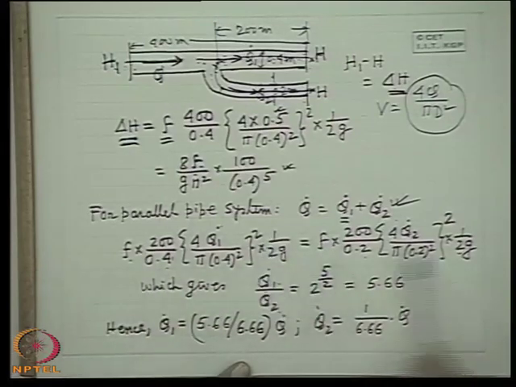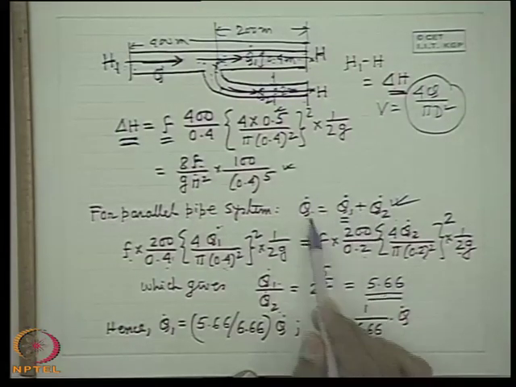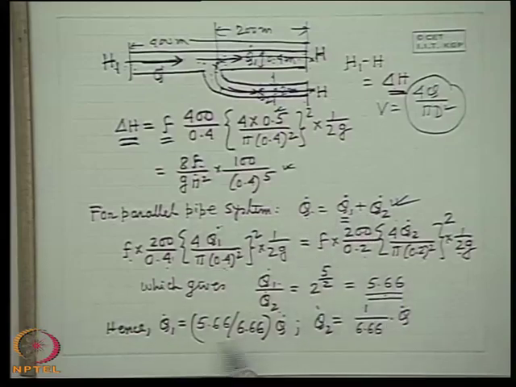Everything cancels. F is the same, 1 by 2G, 1 by 2G, pi, 4, 4. So only 0.4 and 0.2 remain, so one diameter is twice the other. So 2 to the power 5 by 2 comes out. Therefore, the Q1 by Q2 ratio is there. So Q1 and Q2 can be expressed in terms of Q. One is 5.66 by 6.66, that is the Q1, the larger one. Another is 1 by 1 plus 5.66.